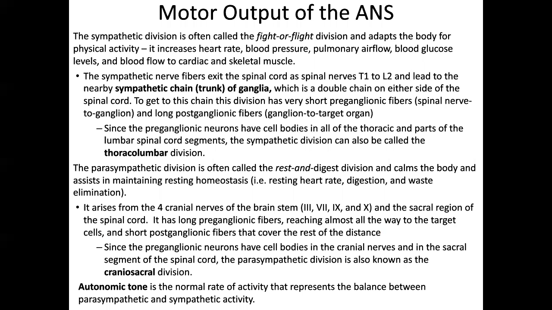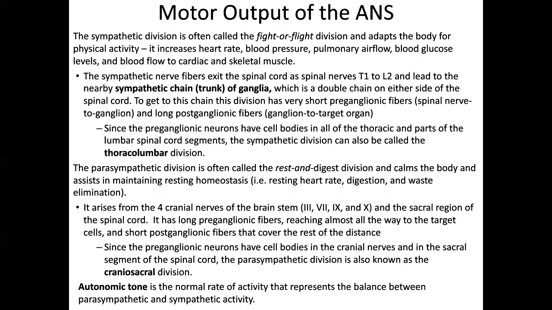Okay, let's start by talking sympathetic. Once again, this is what produces the fight or flight response, so we can call it the fight or flight division because it adapts the body for physical activity. It could be as drastic as running from a bear or fighting a bear if we come across it. Hopefully nothing that we ever have to experience.